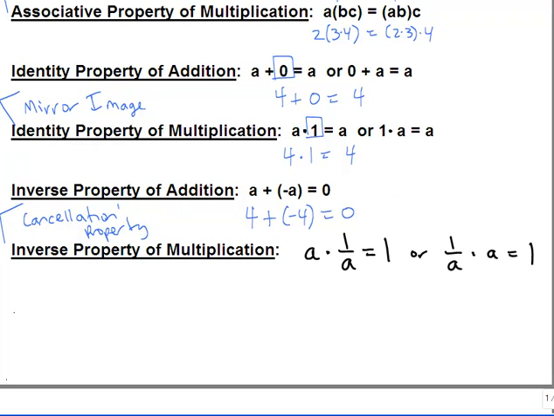For multiplication, we also want to cancel out our number, but this time our goal isn't to end up with 0. In the case of multiplication, we want to end up with 1 instead. So if I start with 4, what do I have to multiply it by to get to 1? Well, in this case, we're actually going to use the reciprocal. So if I start with 4 and I multiply by 1/4, I will cancel out my 4's and get 1 as an answer. So the inverse property of addition and multiplication is like a cancellation property. What do you have to do to get 0 or to get 1?